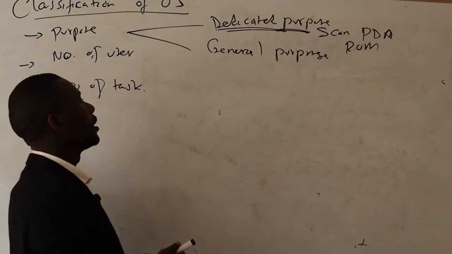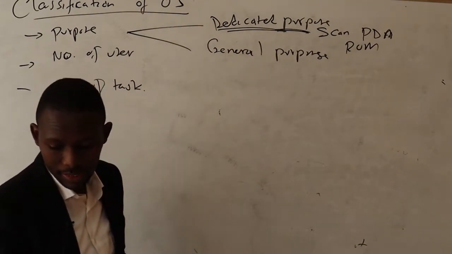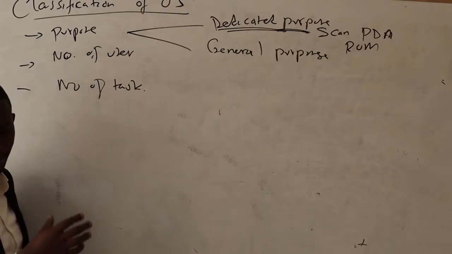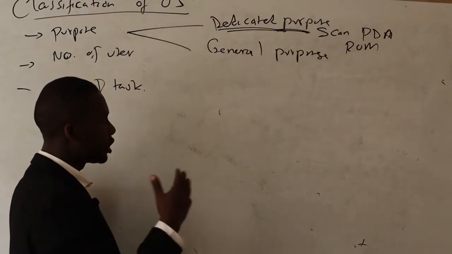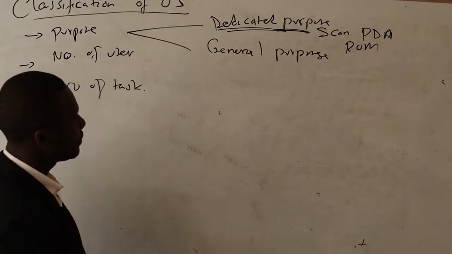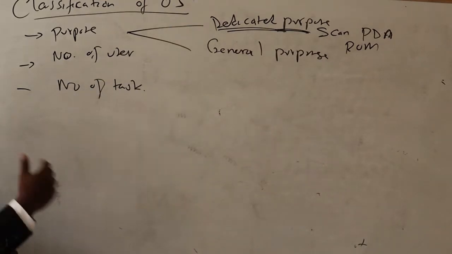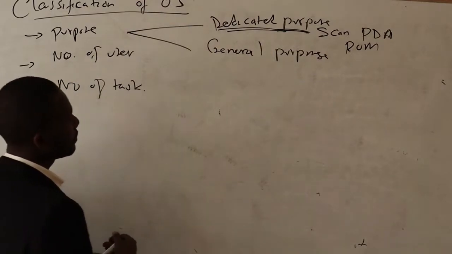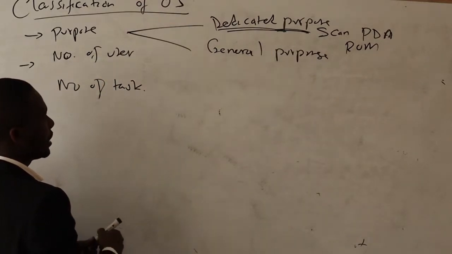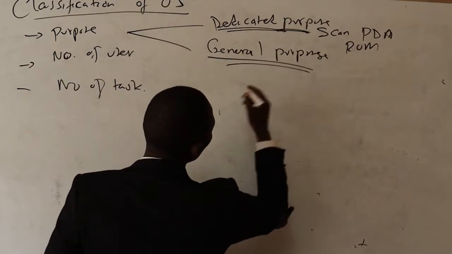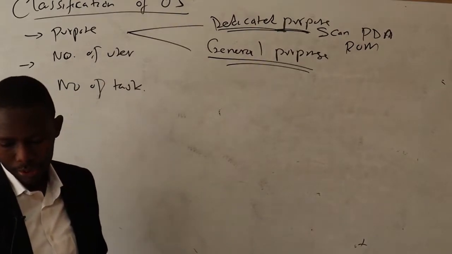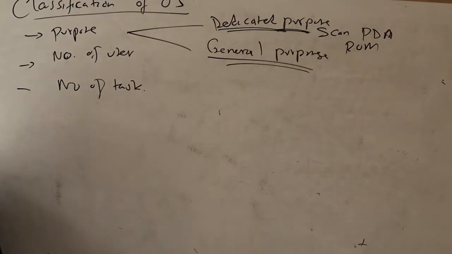So such machines like elevators, petroleum pumps, automatic door systems have specific operating systems that are dedicated for their own functions. So we call them dedicated or special purpose operating systems. Then we have the general purpose. The general purpose operating systems are the ones that we normally use in our machines, in our mobile phones.